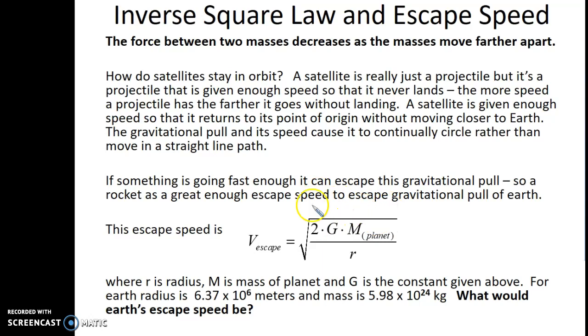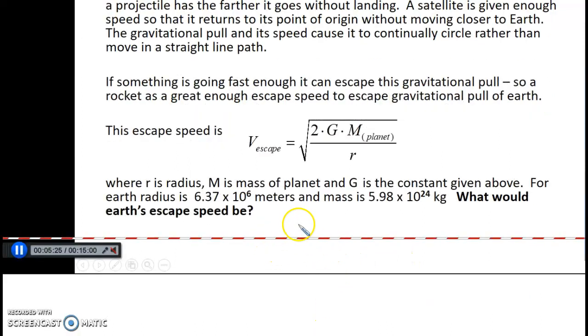I won't go into deriving that, but the escape speed is going to be the square root of 2 times this constant G times the mass of the planet over the radius of the planet. You could calculate Earth's escape speed by just plugging in those numbers. G, of course, is 6.673 times 10 to the negative 11, the mass of Earth is roughly 6 times 10 to the 24th, and the radius of Earth is 6.4 times 10 to the 6th. When you do that, you're going to get an escape speed of 1.12 times 10 to the 4th meters per second. So if you go that fast, you will escape the gravity pull.